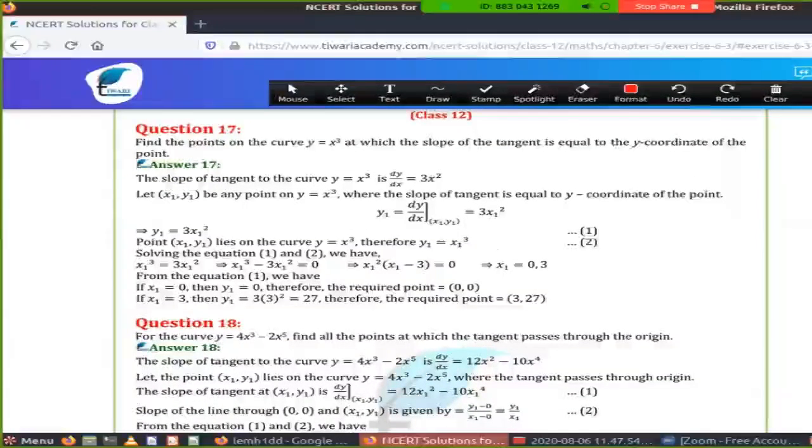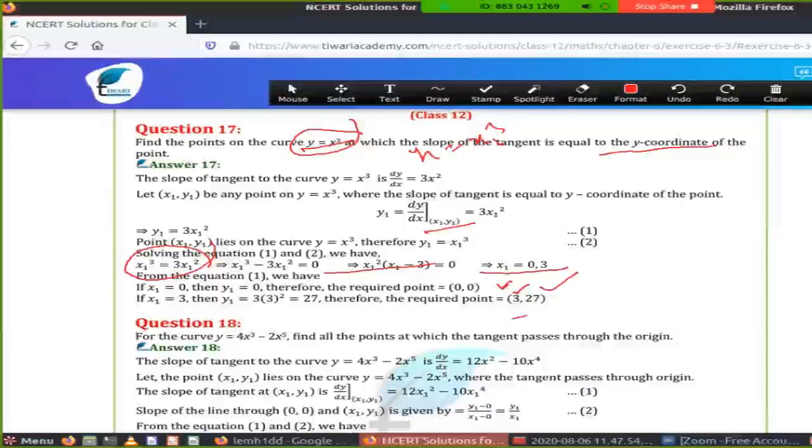Here you have to just remember that the slope of the tangent is equal to the y coordinate. Y coordinate means y is equal to x cube. It means the slope will be equal to x cube. Then if the point is given as x1, y1, then y1 will be equal to x1 cube. So x1 cube is equal to the slope. And from here you can get the values of x. x1 is equal to 0 and 3. Corresponding to 0, y is 0. And corresponding to x equal to 3, y is equal to 27.